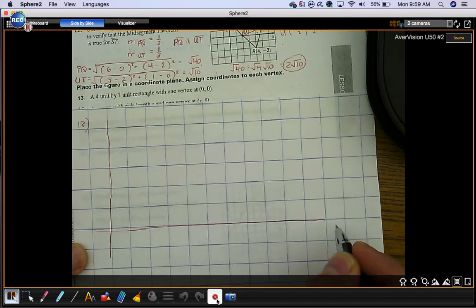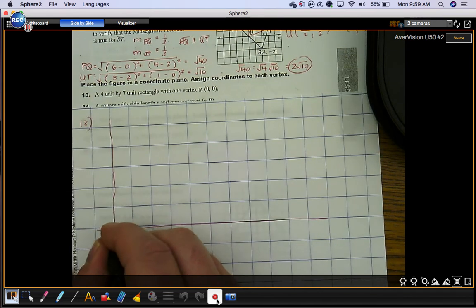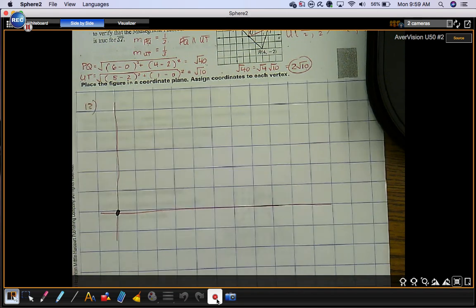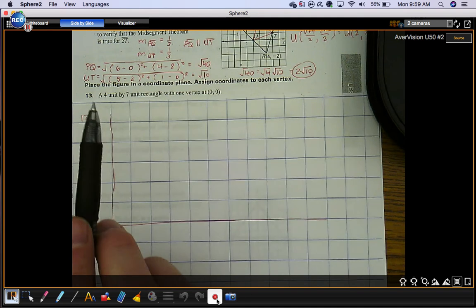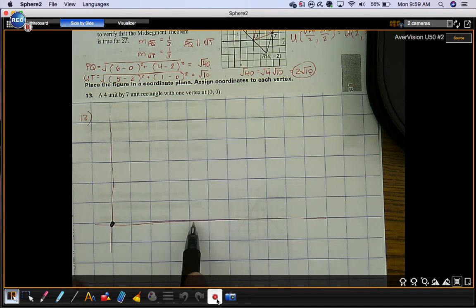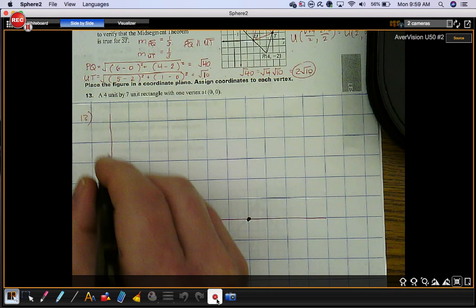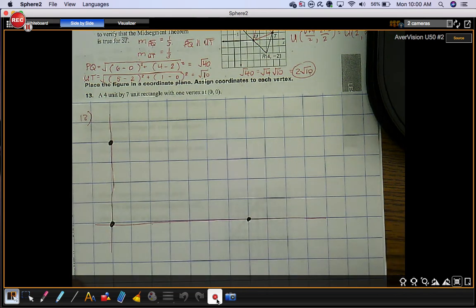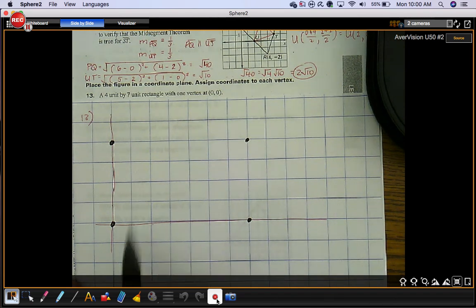You're better off making your origin the lower left-hand corner. That way you're using quadrant 1. So if you want it to be a 4 by 7 unit rectangle, you can count over 7. You can count up 4. And there's your rectangle in the first quadrant.